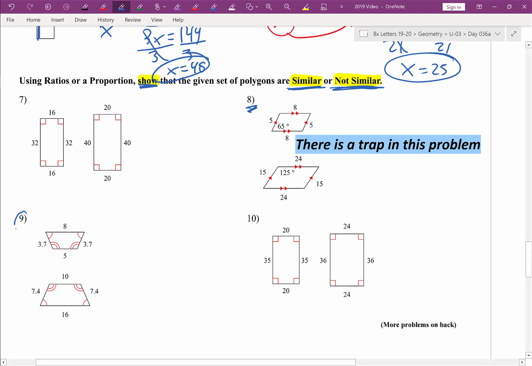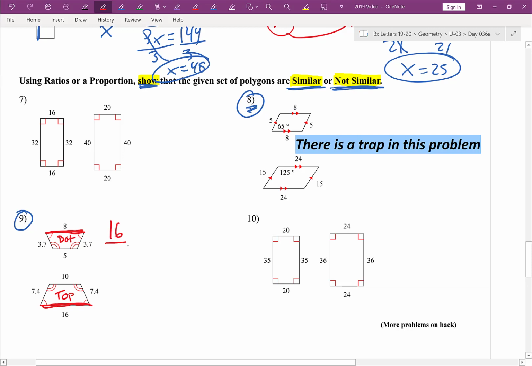We'll do 9 and 8. In 9, you have options again. You just have to be consistent. So I'm going to do this base. I'm going to do this long base that's going to match this corresponding longer base. I'm going to put this one on top and this on the bottom of my fraction.